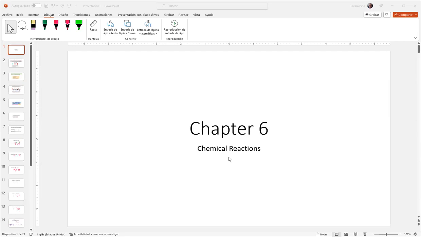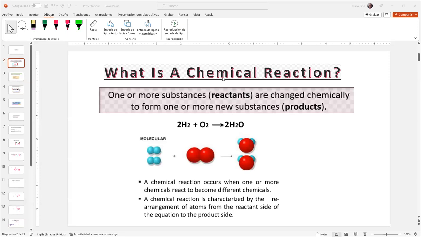Chapter 6, chemical reactions. Well, what is a chemical reaction? It's when one or more substances that we call reactants, and we represent to the left of the arrow, are changed chemically to form new substances that we call products, and we represent to the right of the arrow.